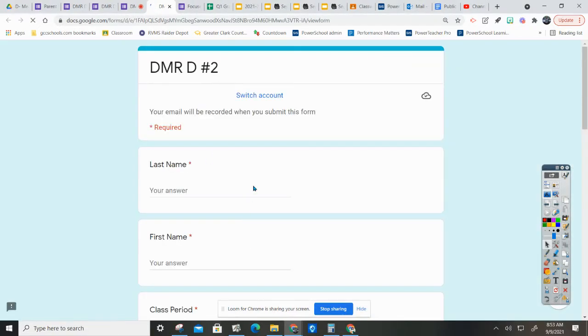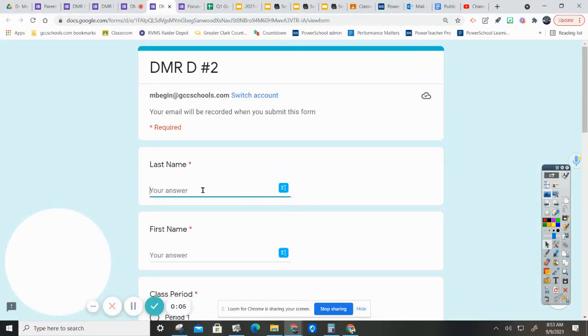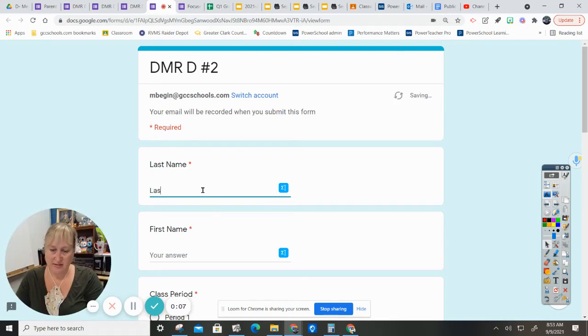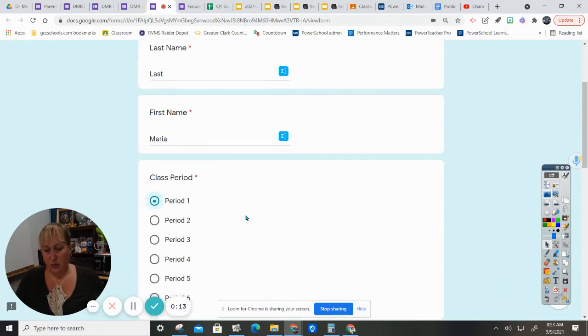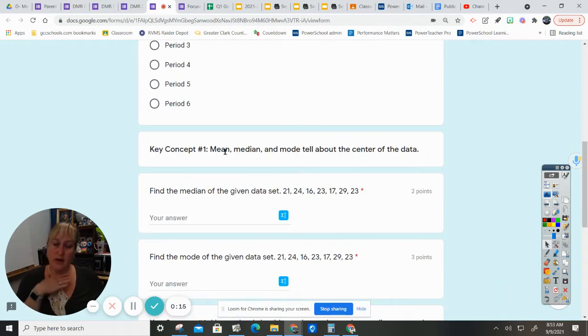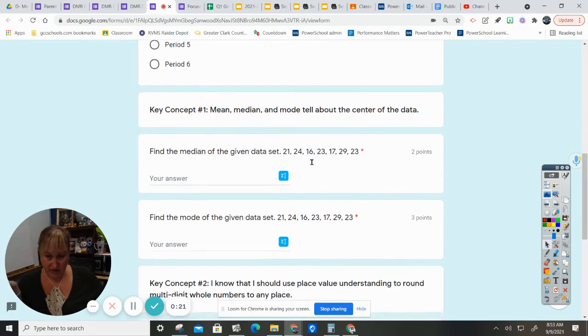All right, we are doing DMR D number two. Make sure to put your last name and then your first name and your class period. We are reviewing measures of central tendency, so mean, median, and mode, and the range.